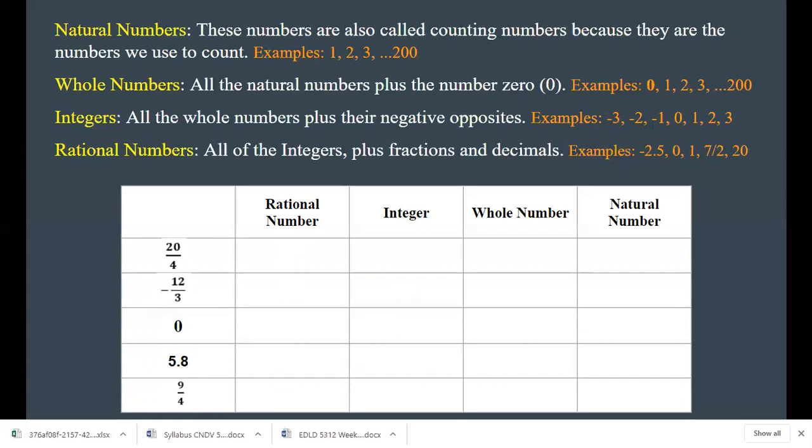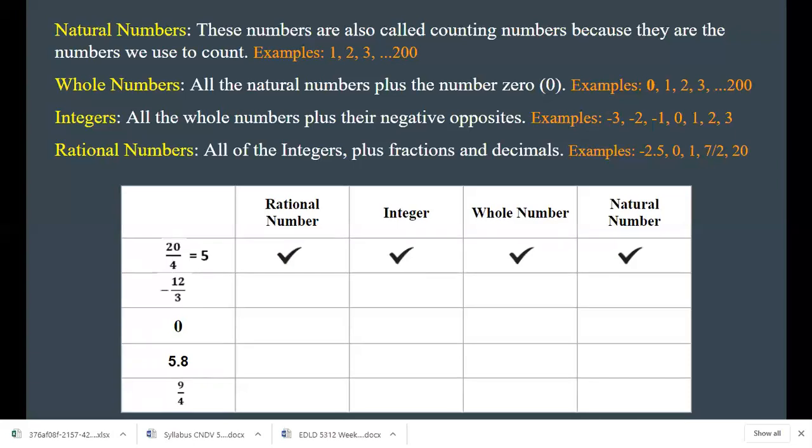So if I look at 20 over 4, another way to say 20 over 4 is 20 divided by 4, same thing. So 20 over 4, well, is that fraction simplified? And if I look, no, it's not, because both the numerator and the denominator are both divisible by 4. So that's how I know it's not simplified. So when I do 20 divided by 4, that equals 5. And now I can ask myself, well, is 5 a natural number? It is. And if it's natural, it's whole, it's integer, and it's rational.